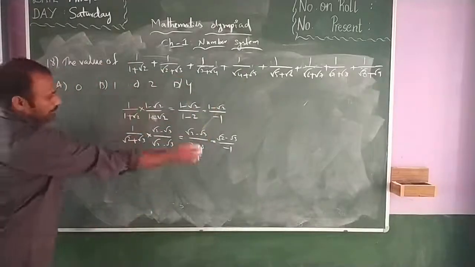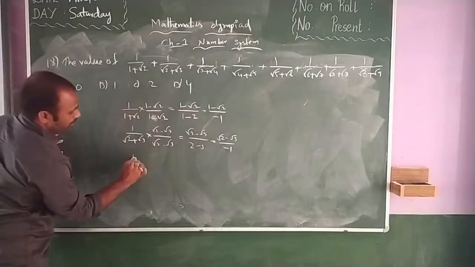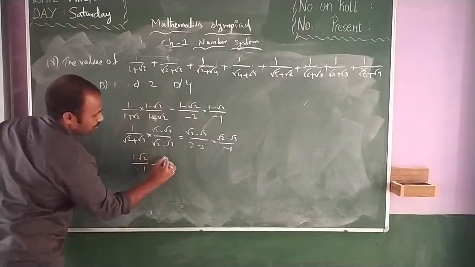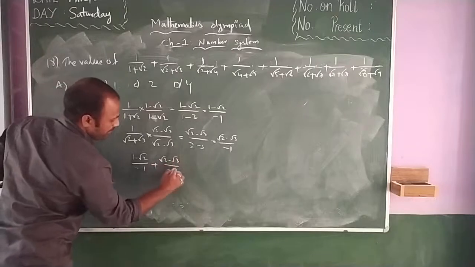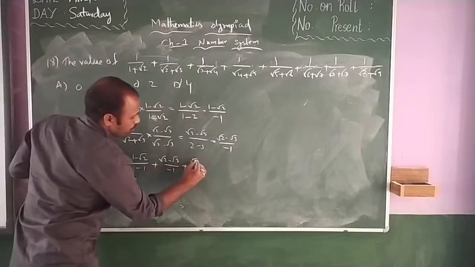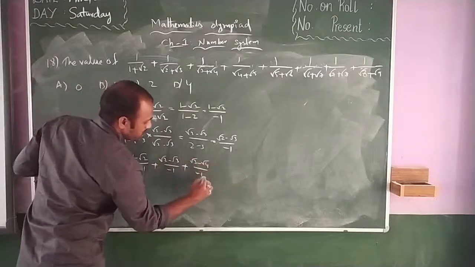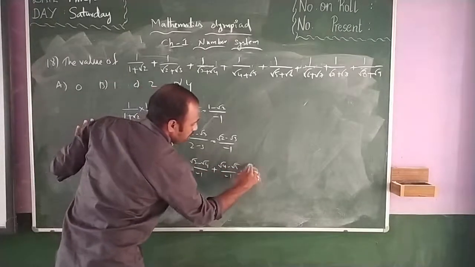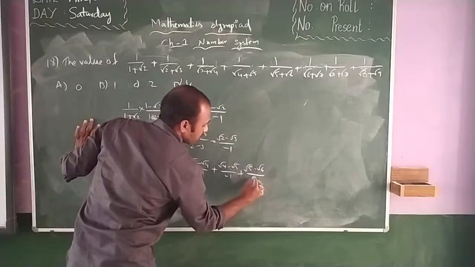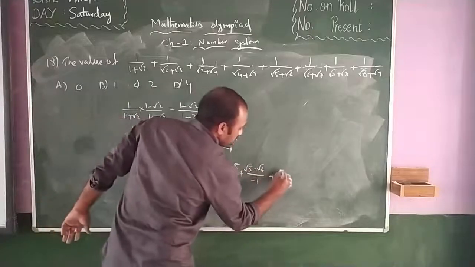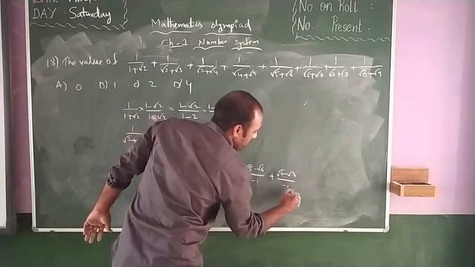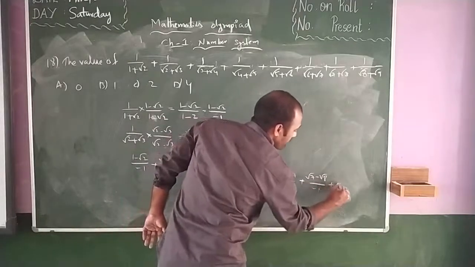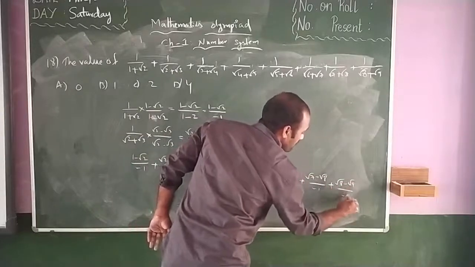So I am going to write, by seeing this, 1 minus root 2 by minus 1, plus root 2 minus root 3 by minus 1, plus root 3 minus root 4 by minus 1, plus root 4 minus root 5 by minus 1, root 5 minus root 6 by minus 1, plus root 6 minus root 7 by minus 1, root 7 minus root 8 by minus 1, plus root 8 minus root 9 by minus 1.